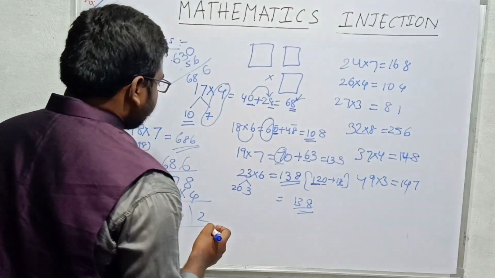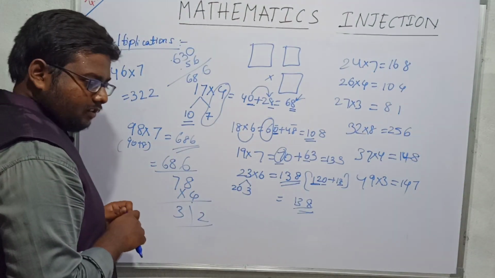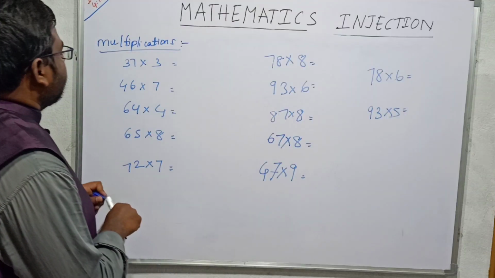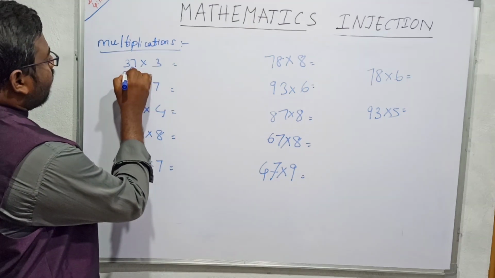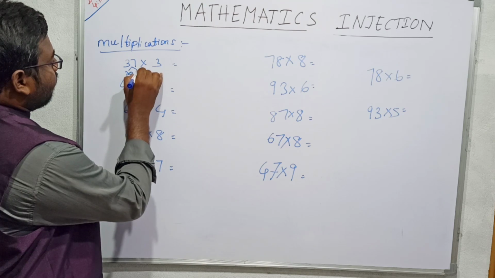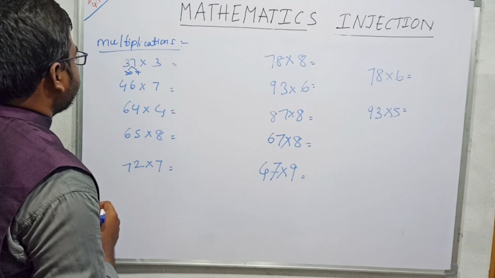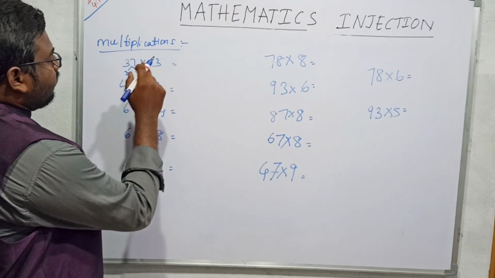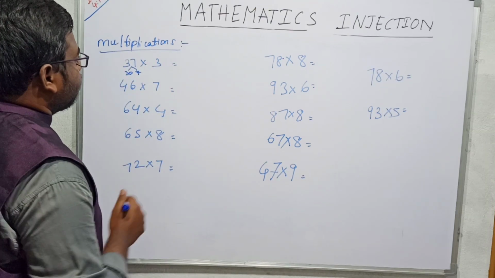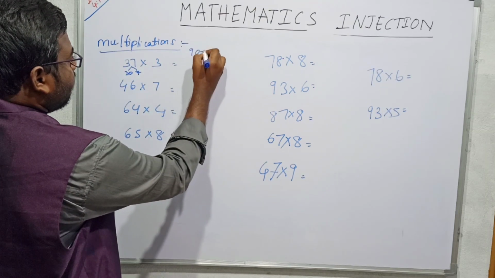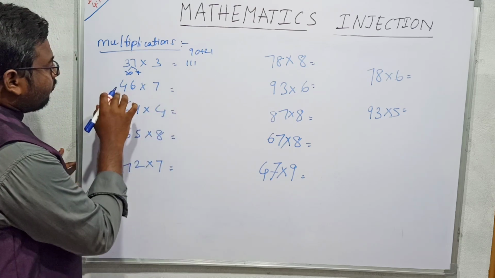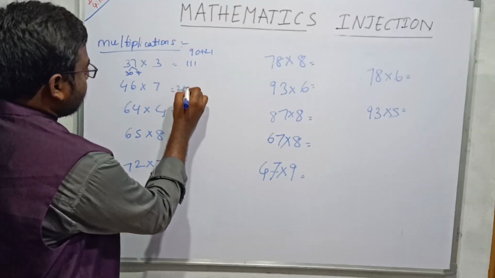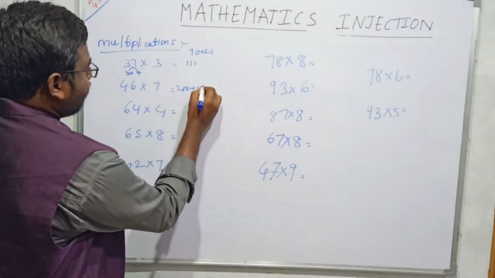Let us see some more examples. If I have to calculate 37 into 3, I will split it as 30 plus 7 into 3. 3 times 30 is 90, plus this 21. We will write this as 111. 90 plus 21 is 111. This is 74 into 4: 70 times 4 is 280, plus 4 6s are 24.